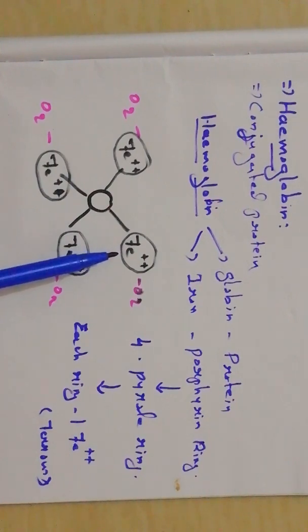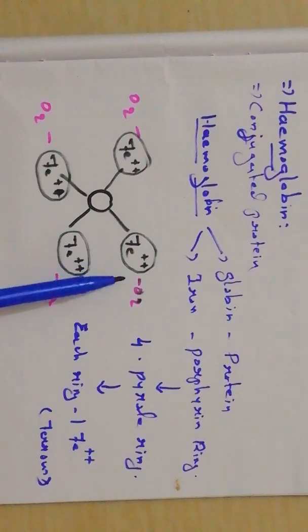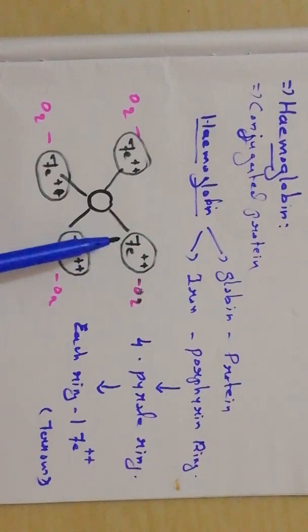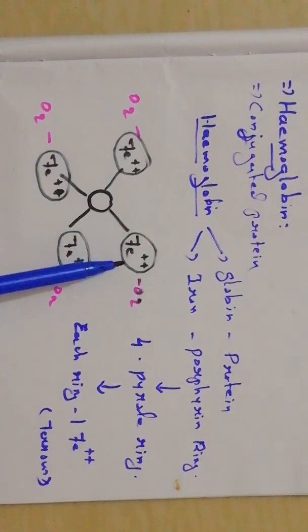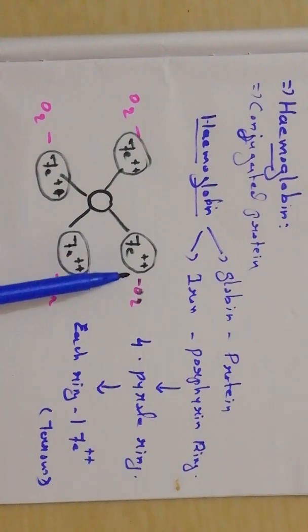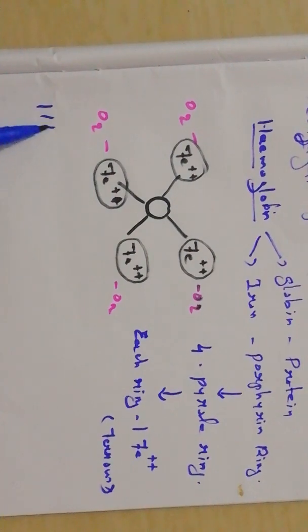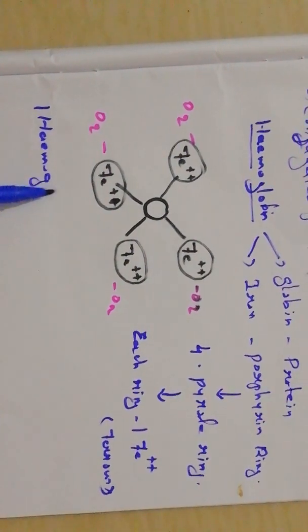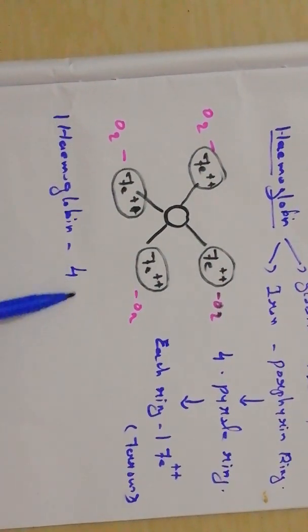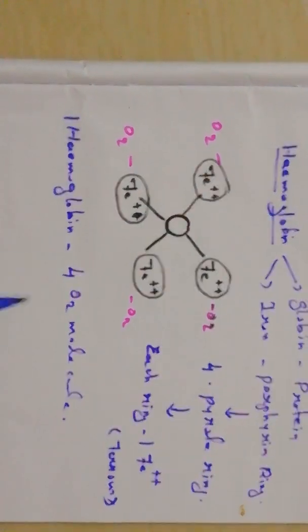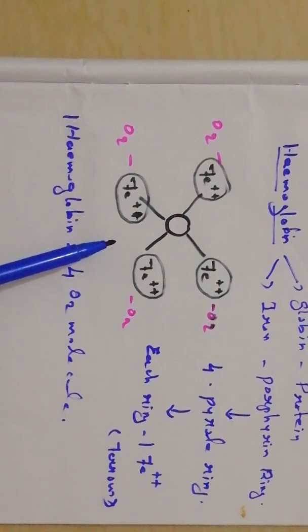So when the ion is in a ferrous state, Fe double plus, it could combine with this oxygen. If it is not in a ferrous state, it cannot combine. Understand? So each pyrrole ring consists of a ferrous ion, and each one can combine with one oxygen molecule. So overall we could say one hemoglobin can carry 4 oxygen molecules. Understand?